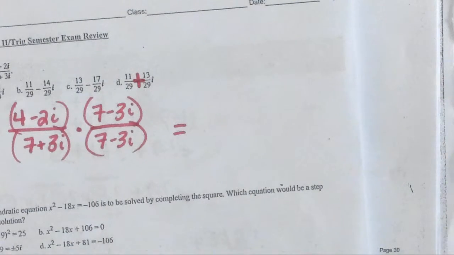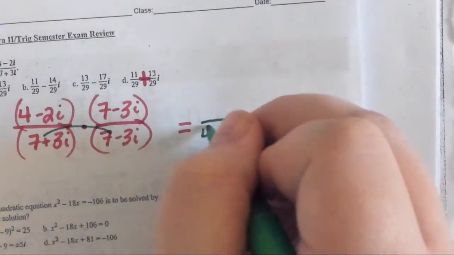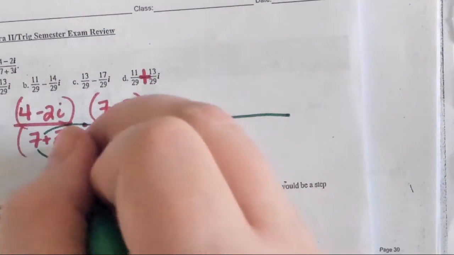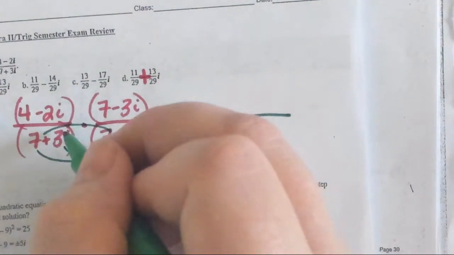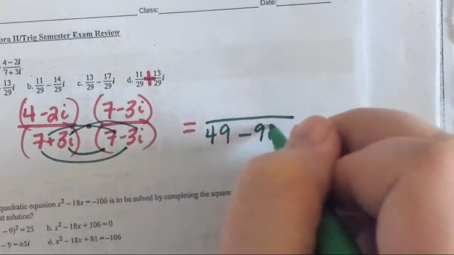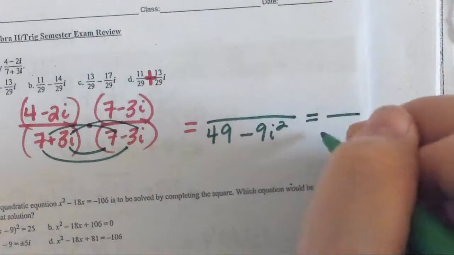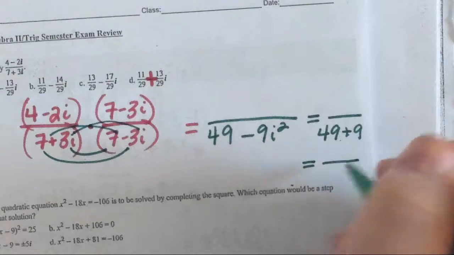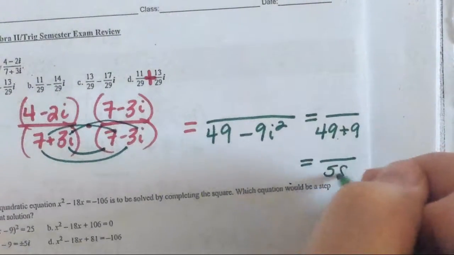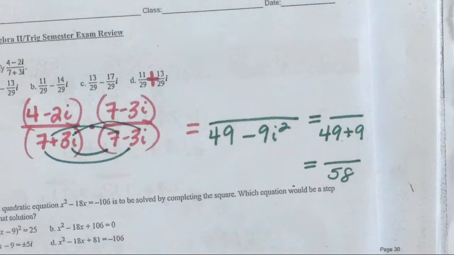So if I'm FOILing in the bottom, I'm telling you the bottom tends to be easier when it's this kind of a problem. I've got 49 minus 21i plus 21i. I'm not even going to write it down. I know the outer and inner cancel out. And then last, I've got minus 9i squared. But hey, i squared is negative 1. So really I have 49 plus 9, which is, yes, 6, get another point, 58. Now, sadly, from here, I can't guess the answer, because all the answer choices have a denominator of 29. Bummer.